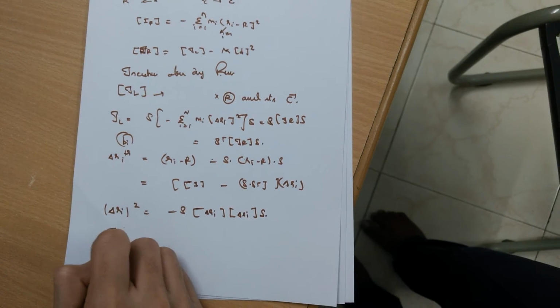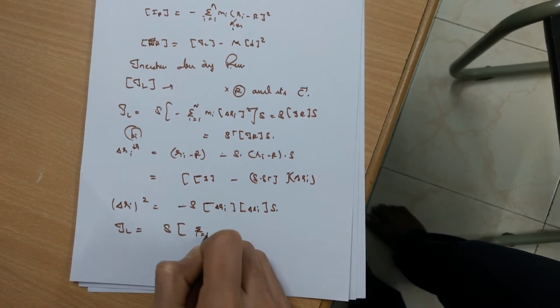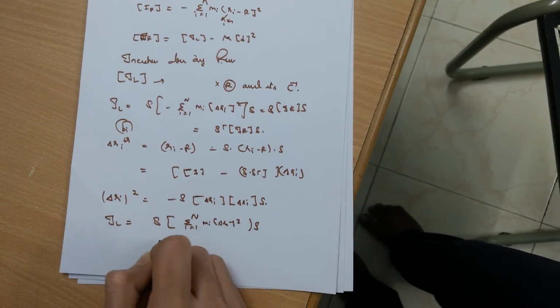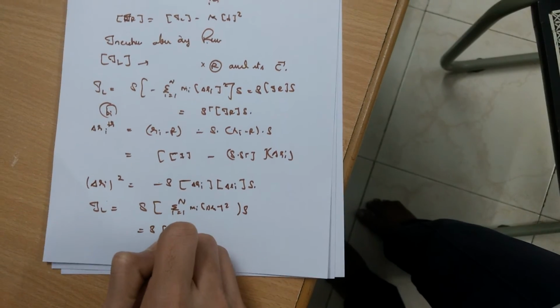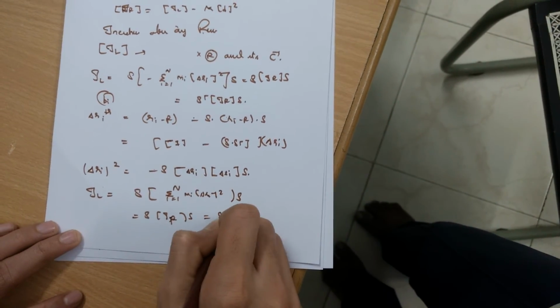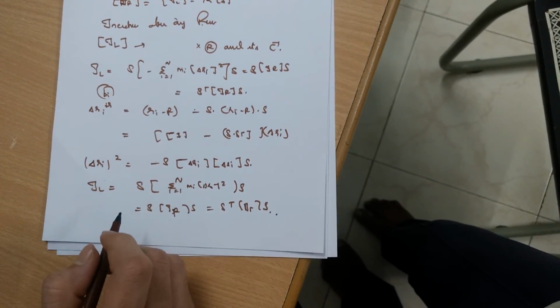Now I_L is nothing but S into the summation of i equals 1 to n of m_i into delta r_i the whole square into S, that is S transpose into I_r into S. This is proved. And now we see the applications.